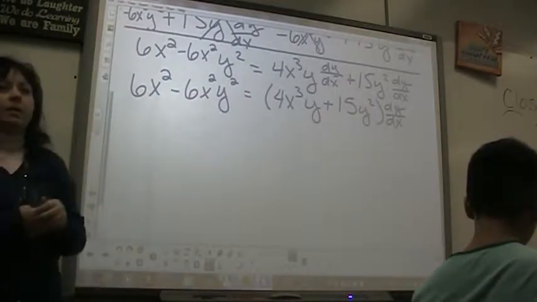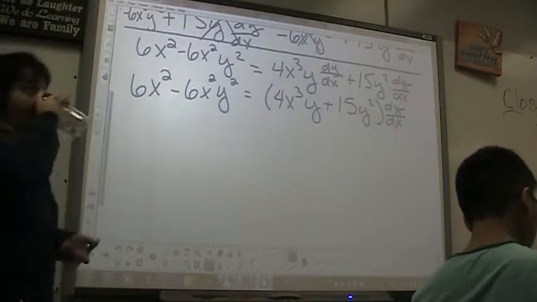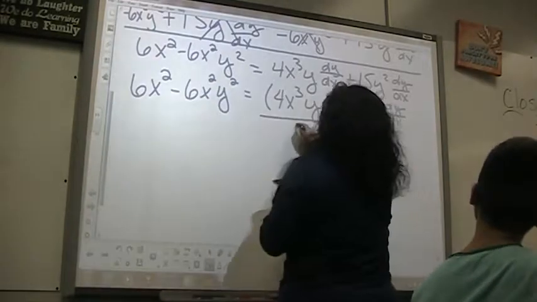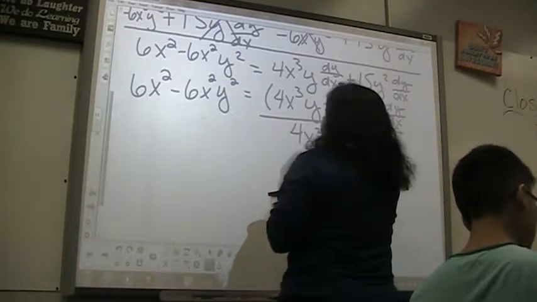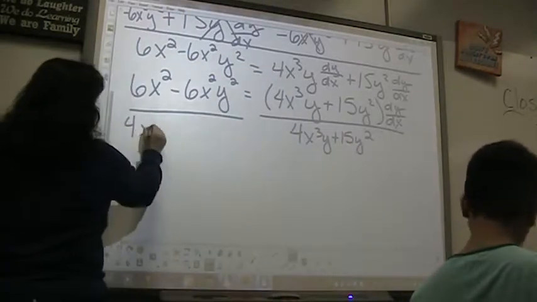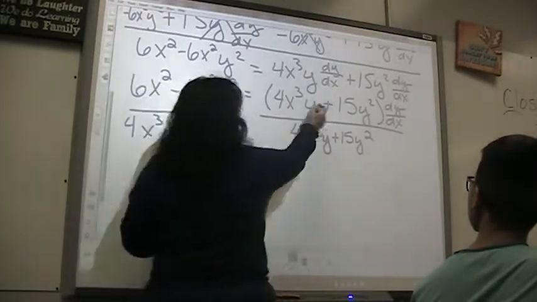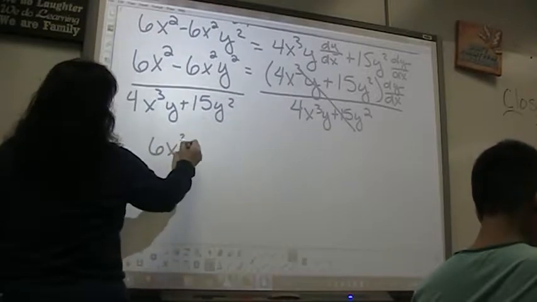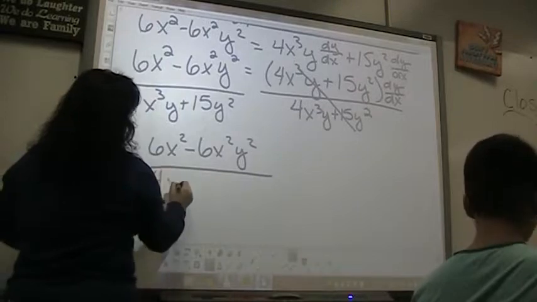So far, so good? Yeah. There's more? One more line. I gotta divide this over, because you're solving for dy dx. So your final answer is 6x squared minus 6x squared y squared over 4x cubed.